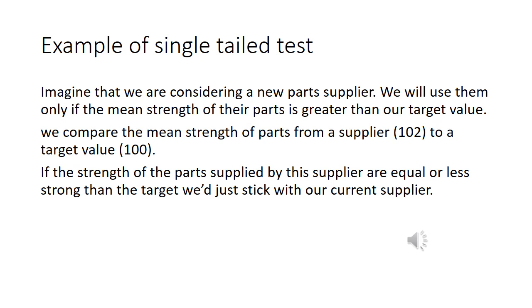So what we will do in this case, the null hypothesis is that the mean strength of the parts is 100, mu is equal to 100, and the alternate hypothesis is that the mean strength of the parts supplied by the new supplier, H1, is mu is greater than 100.